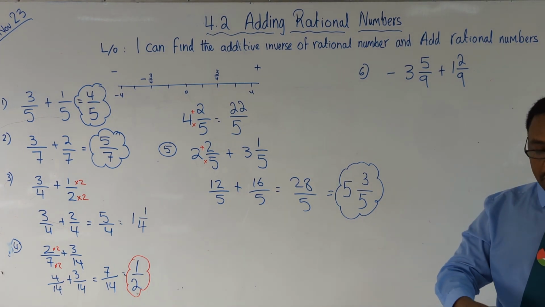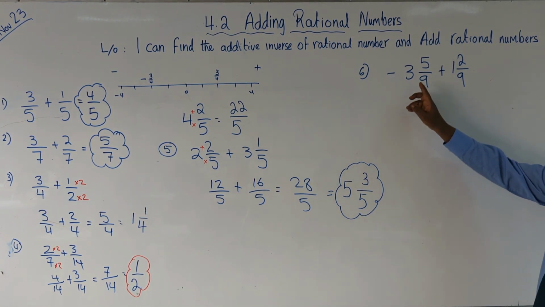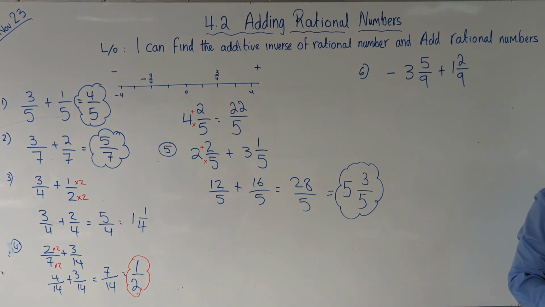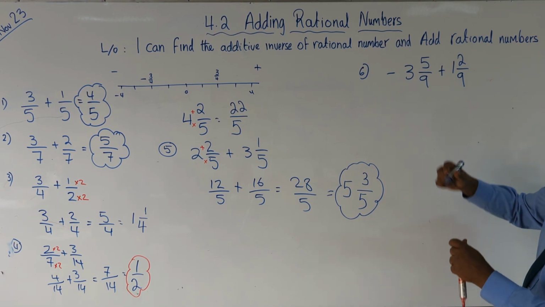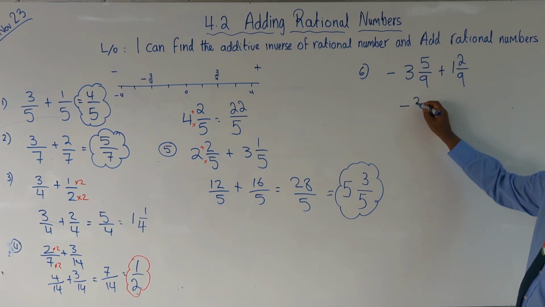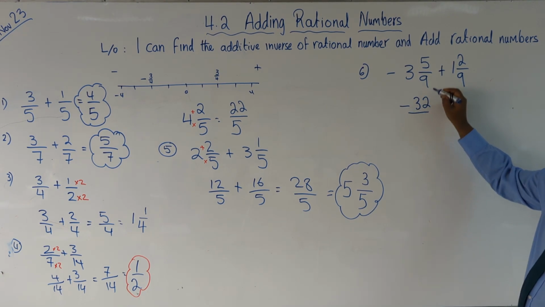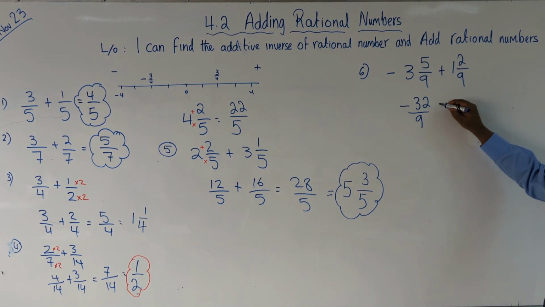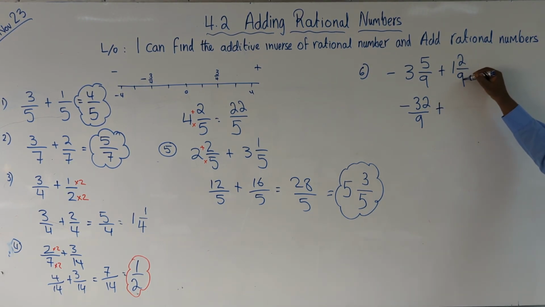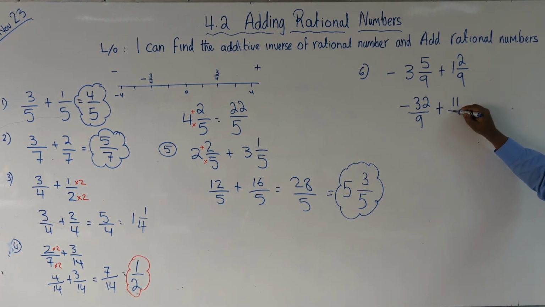Okay, are you ready? So the first thing we need to do is, what is 3 times 9? 27. 27 plus 5 is 32. So negative 32. We write down negative 32 here, and the denominator doesn't change. We have 9 there. Are you happy with that? So we have to say plus now. 1 times 9 is 9, plus 2, 11. So we have 11 over 9.